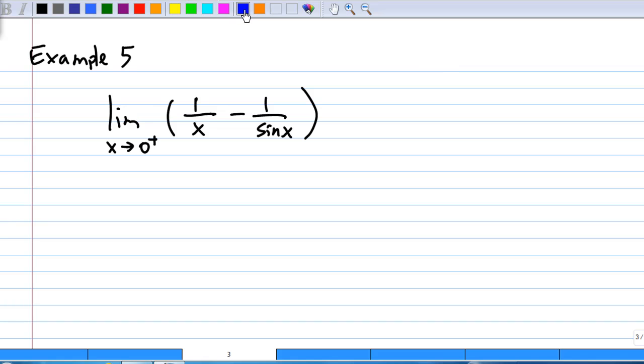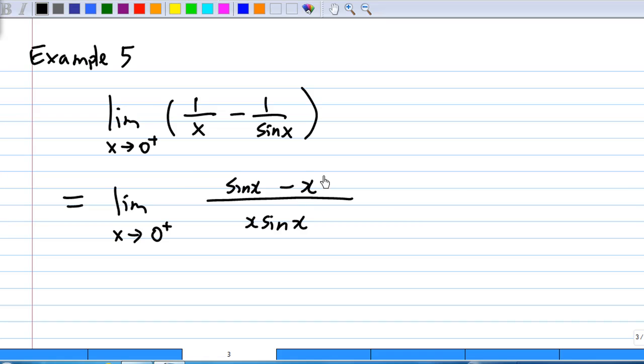We can combine the terms as the limit of x goes to 0 from the right. The denominator is x times sine x, and the numerator will be sine x minus x. By doing so, we have actually converted the indeterminate form infinity minus infinity to the indeterminate form 0 over 0. Let's see how this has become a 0 over 0 indeterminate form.